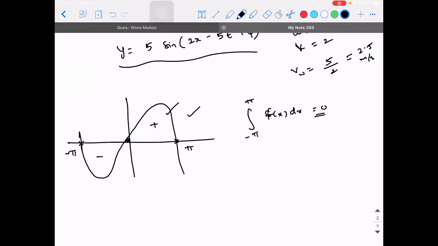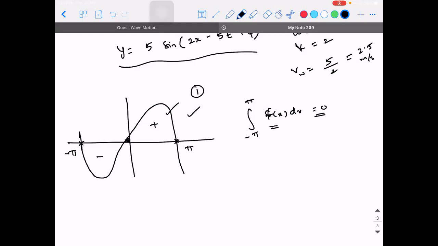I am able to look at the graph and say it's an odd function. There is a property, correct? The integral from minus a to a of f of x dx is equal to 0 if f of x is an odd function. You can go and recollect and see. Why do they say that? An odd function is generally symmetric with respect to the origin.